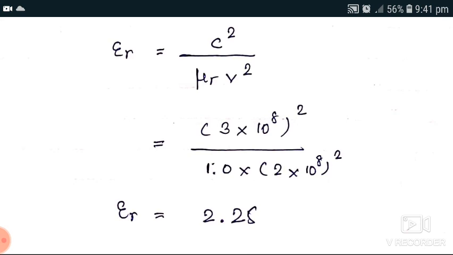The relative permittivity has no dimension, so there will be no unit for relative permittivity. So epsilon r is equal to 2.25.